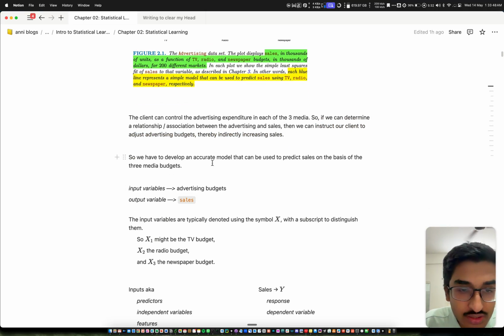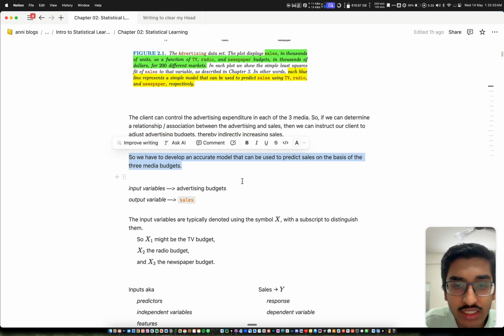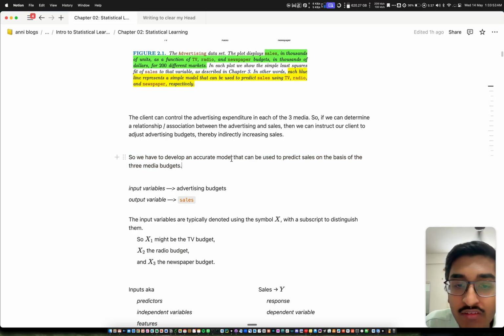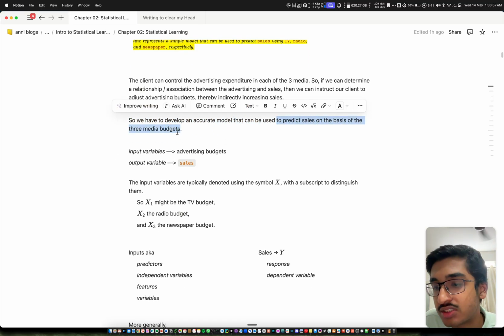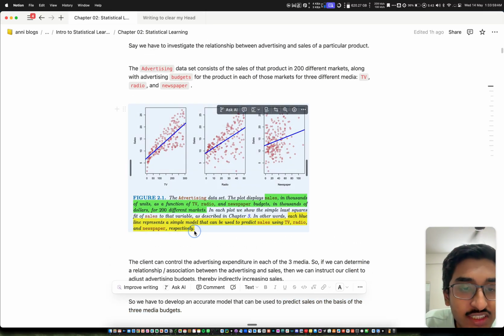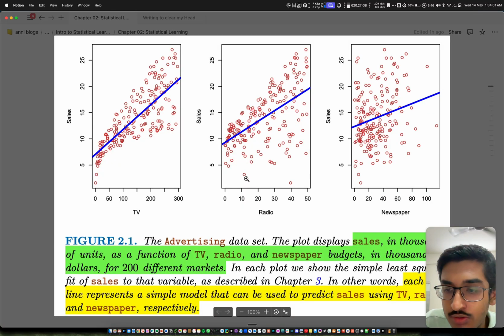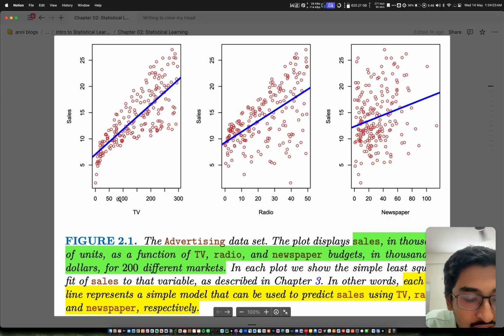So this is sort of what we try to do in statistical learning, and we have to develop an accurate model that can be used to predict sales on the basis of the 3 media budgets. I hope this makes sense. So this graph essentially tells us, I'll zoom it up. So let's say TV, right?